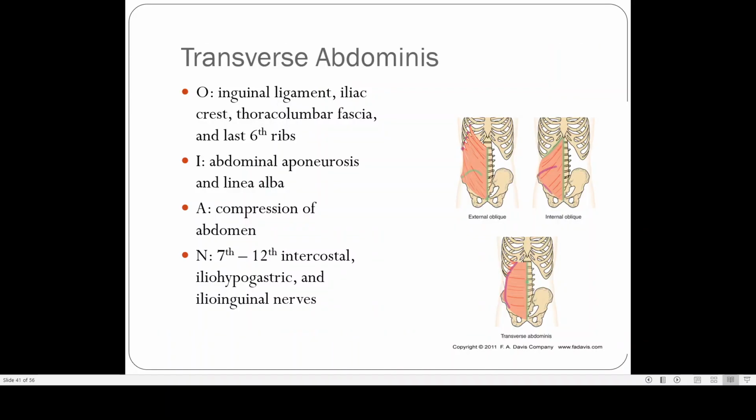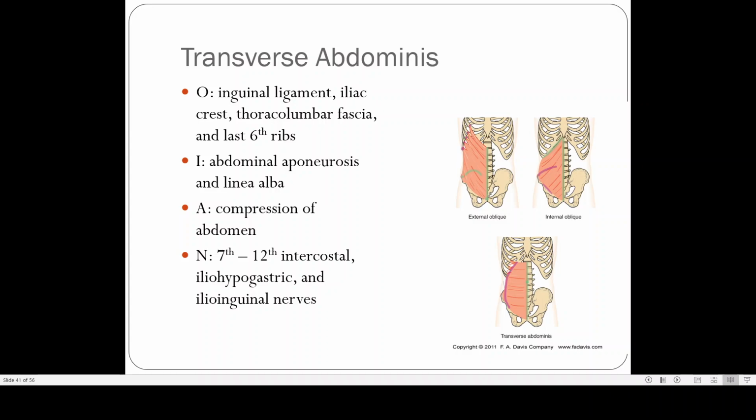Moving into a really important abdominal muscle that gets overlooked, our transverse abdominis. Our transverse abdominis is super important for maintaining that good strong core. It originates off the inguinal ligament in the hip area, iliac crest, thoracolumbar fascia, to the last 6 ribs, up to the abdominal aponeurosis and linea alba. Action: compression of the abdomen.